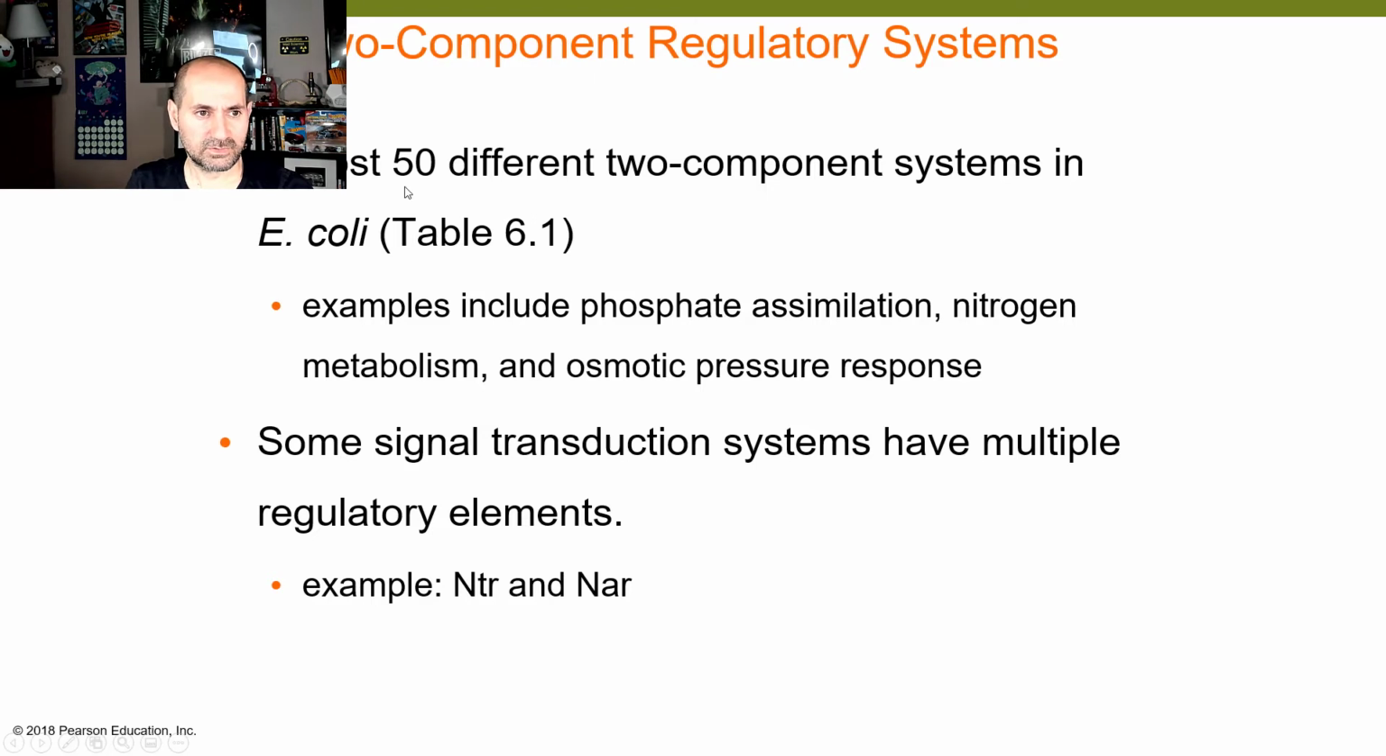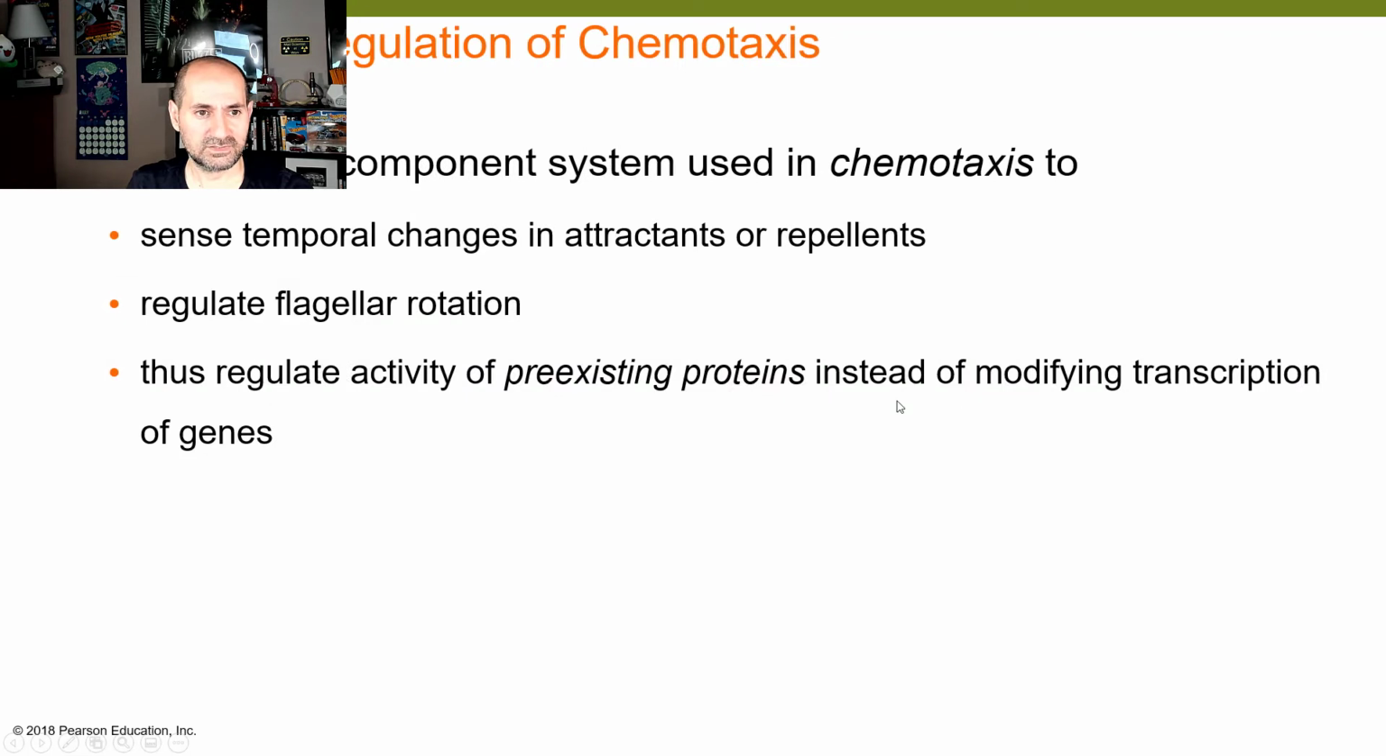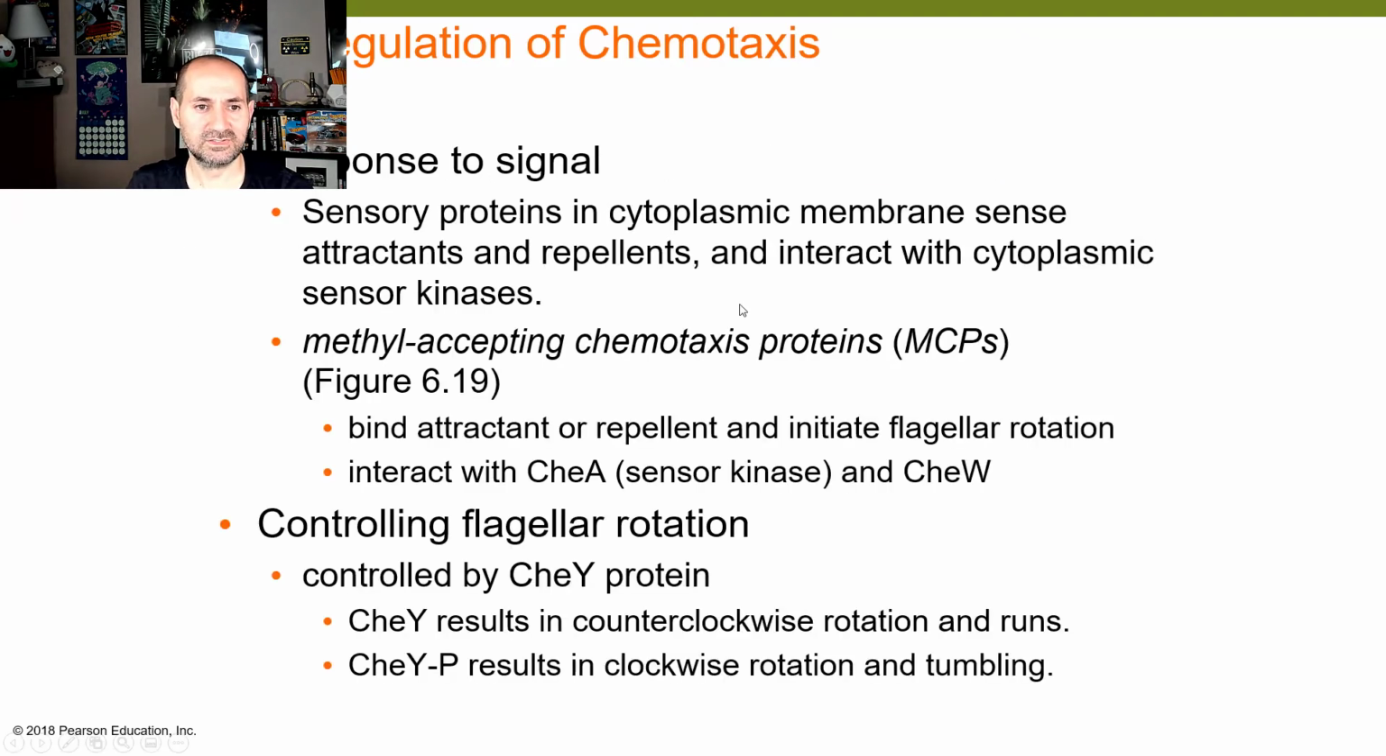So why are those important? Well, because there's almost 50 different two-component system pathways in E. coli that have been described. Examples include phosphate assimilation, nitrogen metabolism, osmotic pressure response, all kinds of different pathways. But the one we really touched on in class was the one for chemotaxis. Remember, how does the flagella rotate in response to chemotactic signals? Do you remember that? It all had to do with CheY protein.